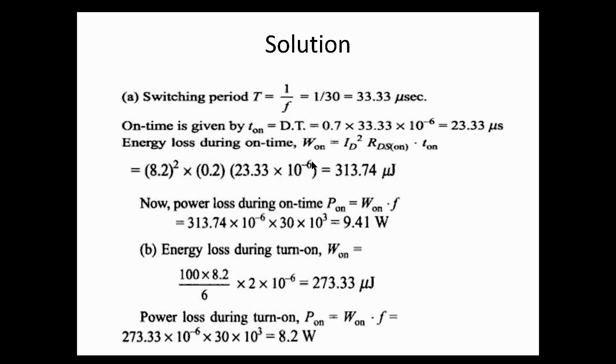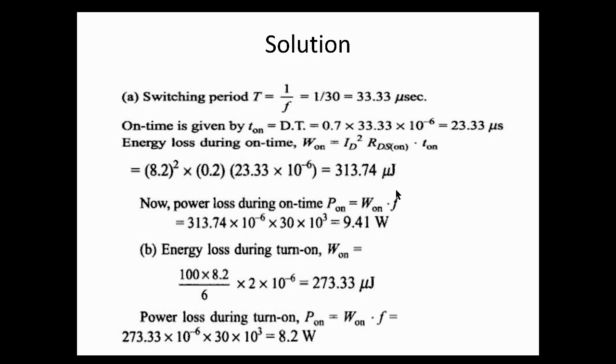All right, so when we substitute our values, we get 313.74 microjoules. You can check on your calculator to ensure that these values are correct. However, if it's incorrect, the concept is correct. So that's not a problem.